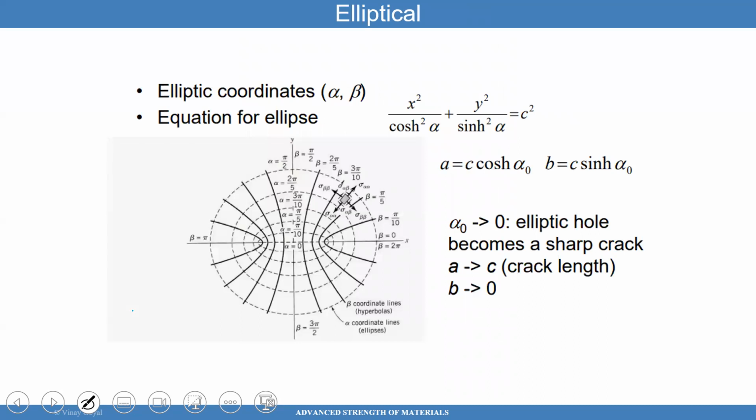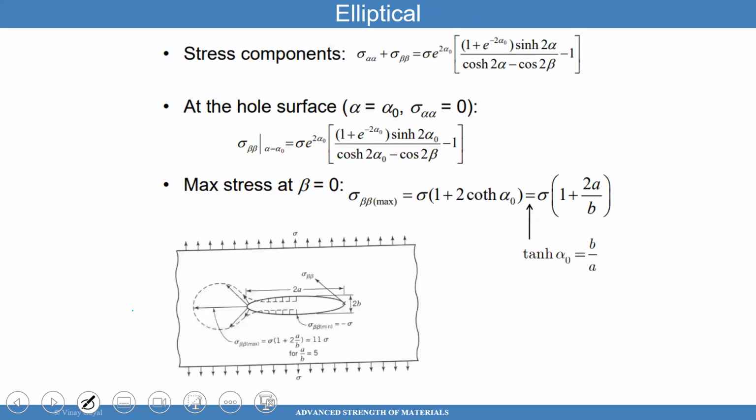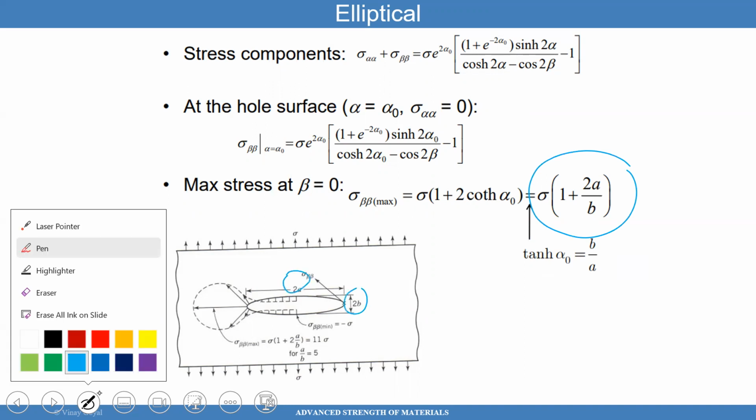What if you have an elliptical hole? For an elliptical hole, you can use the Airy stress function again. The formulas are actually quite complicated. And here you can see that the max stress, using a curvilinear coordinate system, is going to be a formula that looks like this, where 2A is the width of the hole, and B is the thickness of the hole. You can see those dimensions provided there.